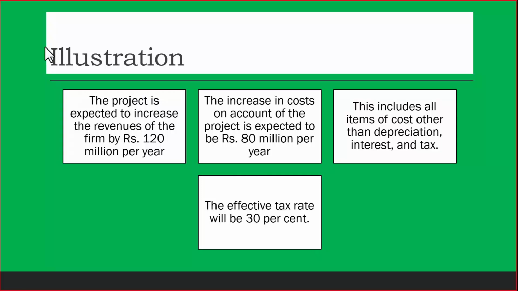The project is expected to increase the revenue of the firm by 120 million per year. The increase in cost on account of the project is expected to be rupees 80 million per year. This includes all items of cost other than depreciation, interest, and tax. The effective tax rate will be 30%. So basically, your revenues will go up by 120 million per year. Your cost will go up by 80 million per year. This cost is excluding the depreciation, interest and tax cost. The effective tax rate is 30%.